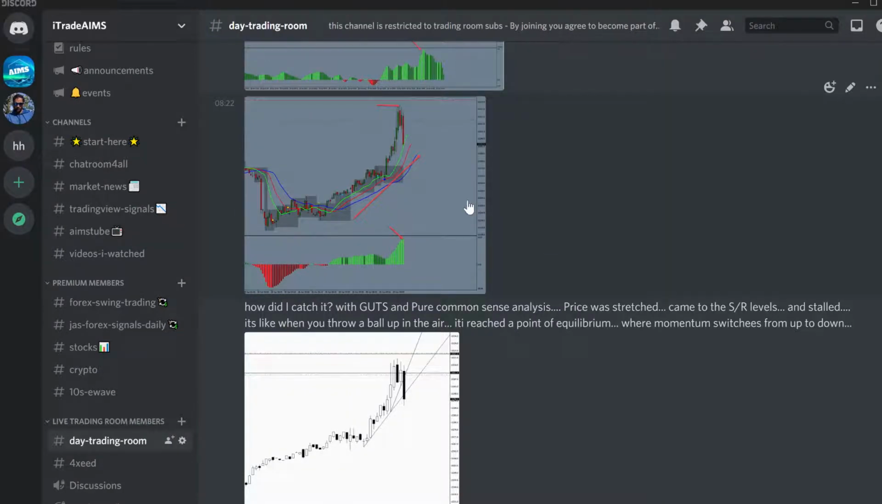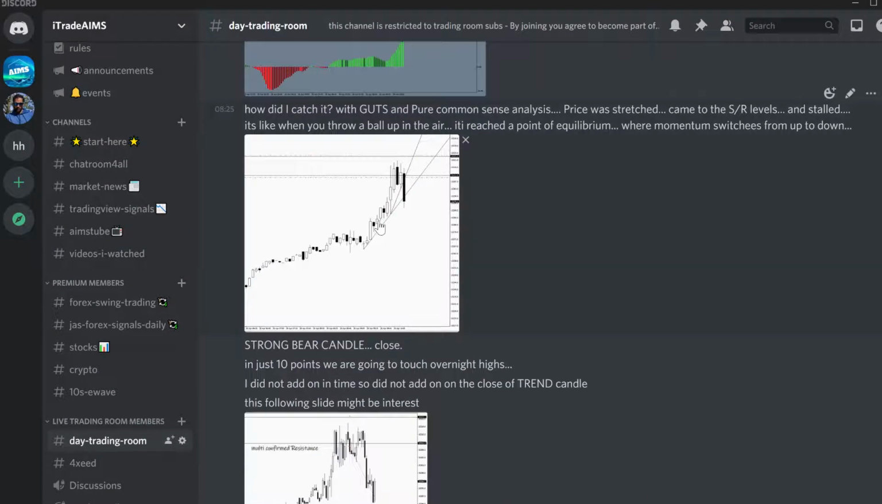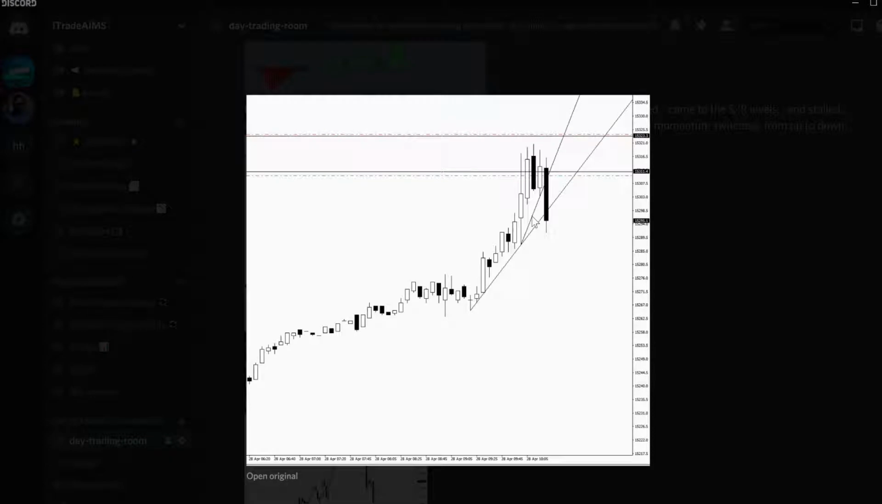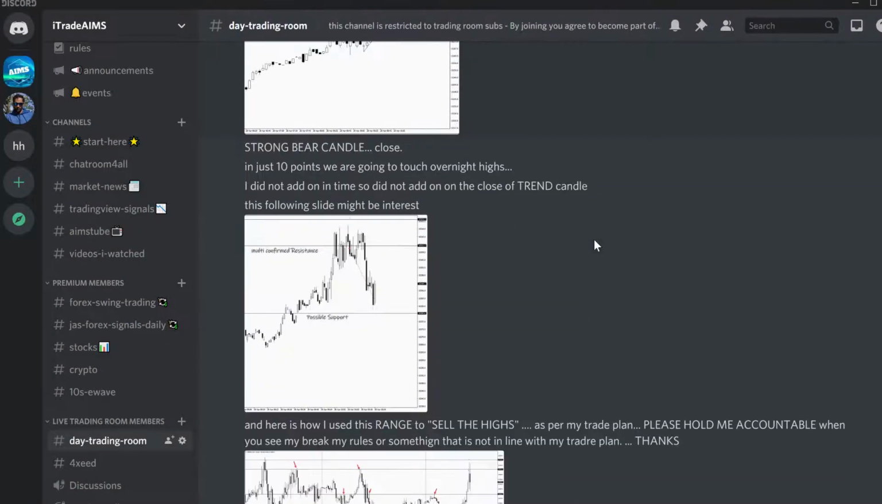You could have taken it on the 5-minute chart or the 1-minute chart. I'm also showing that if you have just the naked chart, if you knew the support and resistance, you could have taken that trade on this as well, and how you can take it.